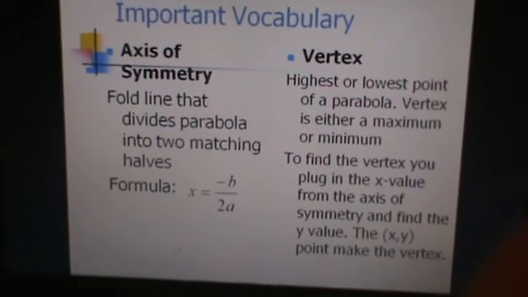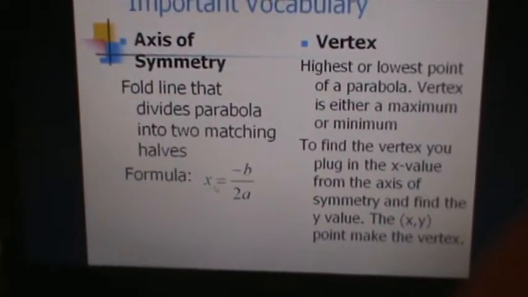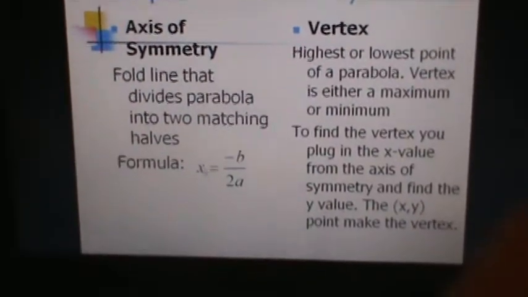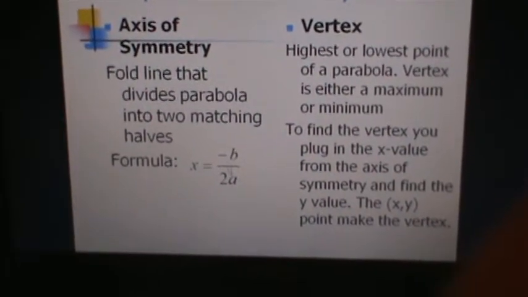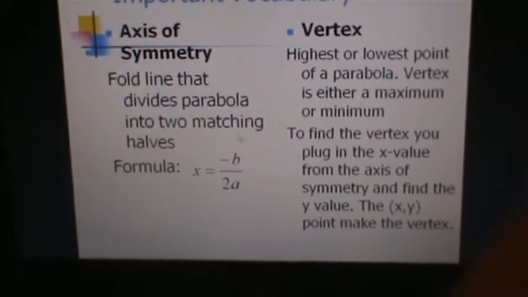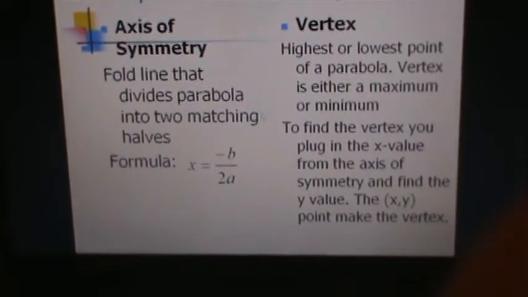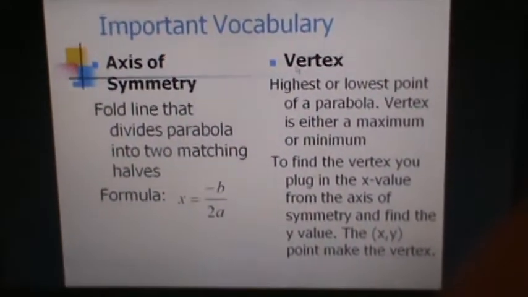So there's a formula to find the axis of symmetry. It's a vertical line, so it's an x equals equation. So it's x equals negative b over 2a. You take your coefficient for b and divide it by 2 times your a coefficient. We'll do some examples later.